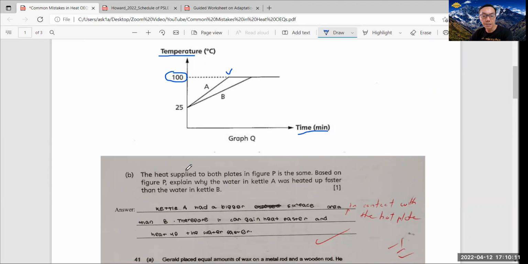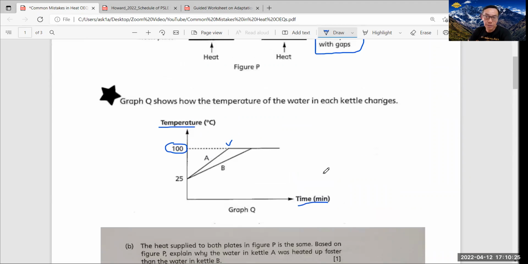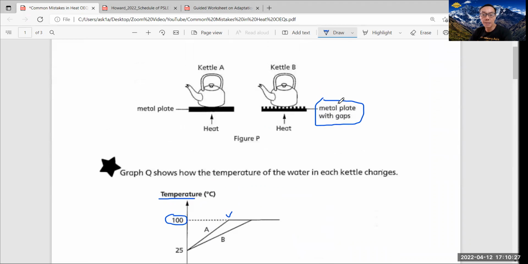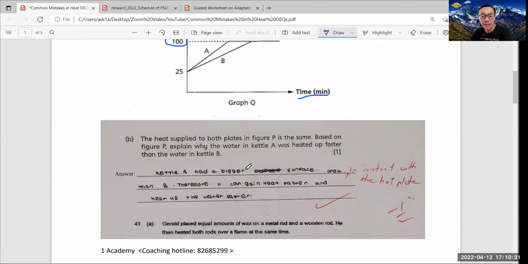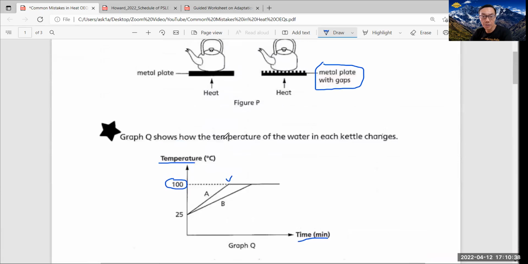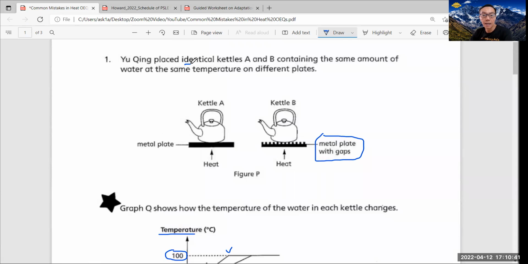The question is, the heat supplied to both plates in figure P is the same. Based on figure P, explain why the water in kettle A was heated up faster than the water in kettle B. So you look at this question here. There are metal plates with gaps here. So the student answered by saying, kettle A had a bigger surface area than kettle B. So by just looking at this, it's technically wrong because both kettles are identical. So they have the same surface area.